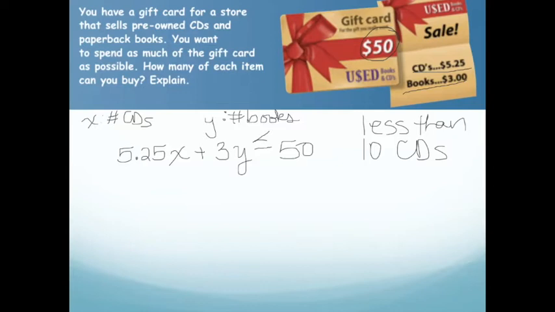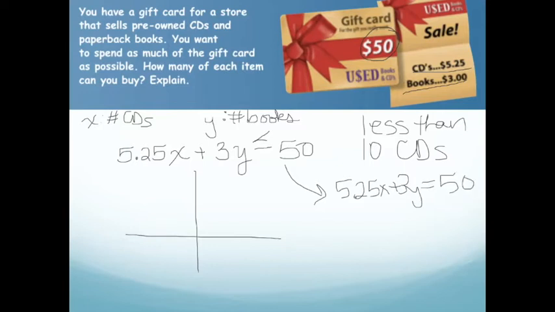And the way that we end up solving this is if we graph this line, 5.25x plus 3y equals 50, we'll be able to look at which solutions are under 50 and which solutions are over 50. So by looking at the boundary of what would equal 50, we can look at, okay, if I want to spend less than 50, all of these solutions would work. And there's more than one solution, right?